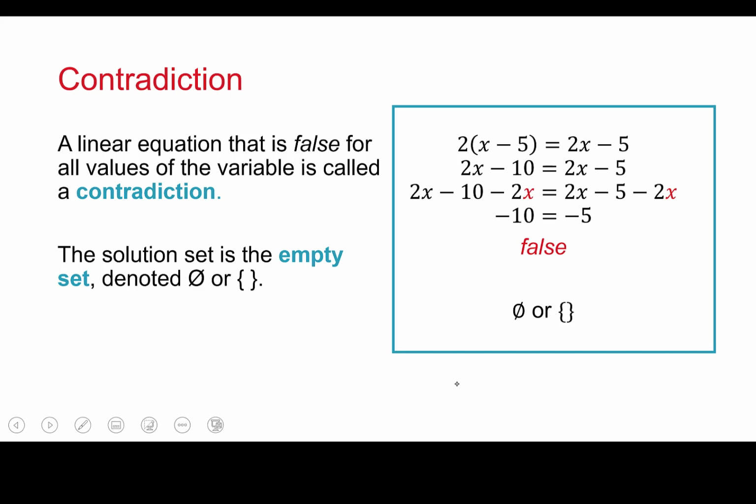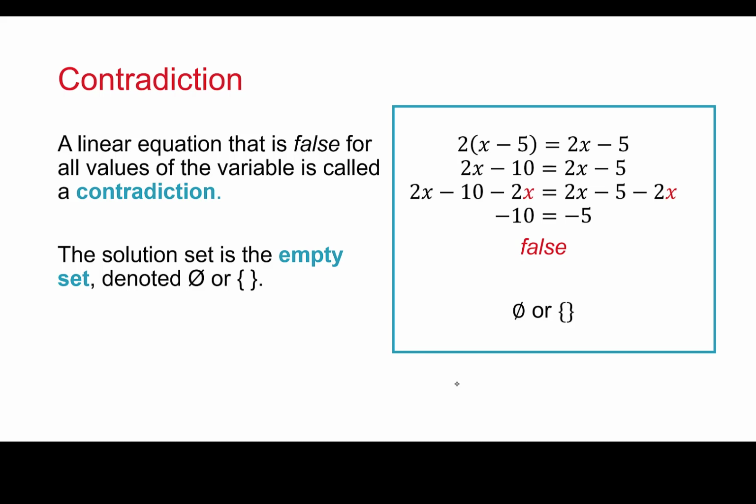A contradiction, if you think about it in everyday terminology, is something that doesn't make sense, it's false. And that's true for linear equations. A linear equation that is false for all values of the variable is called a contradiction. If we encounter one of those, we say the solution set is the empty set, and we denote that by a 0 with a slash mark through it. That's called the empty set notation. Or you could use the braces with nothing inside.